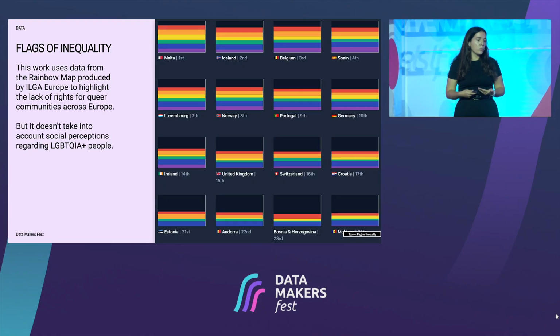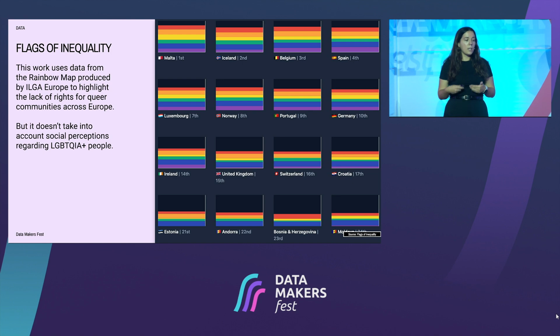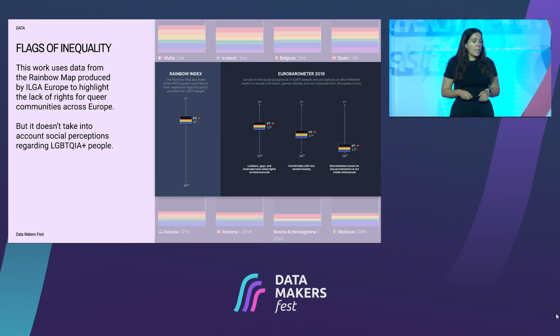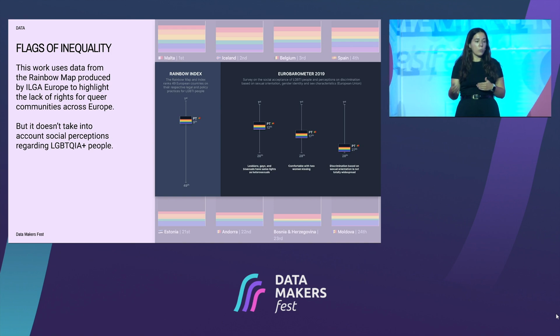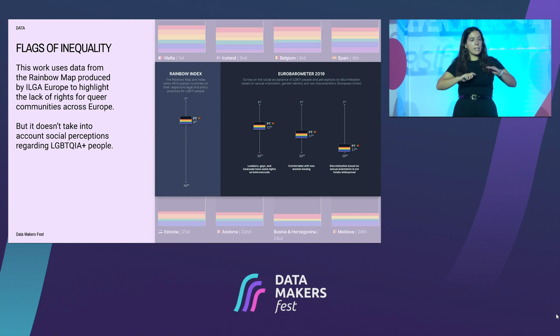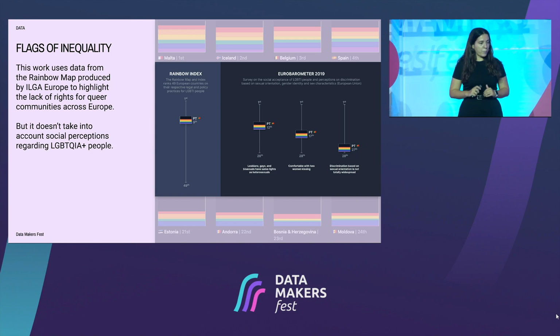It's important to state what data you are working with, and what caveats it might have. And this is just an example of us putting the ranking from the Rainbow Map Index into perspective with the Eurobarometer survey and understanding how the ranking shifts accordingly.